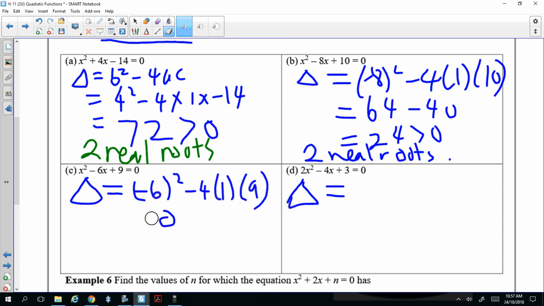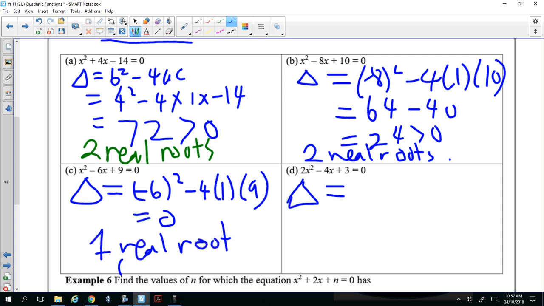Alright, the discriminant is 0. How many solutions? Excellent. 1 real root. Or in other words, you can say 2 equal roots. Note the term, because in the exam they will use this term. They say 2 equal roots. It means discriminant 0. It means 1 root. Okay? And lastly, you do this.